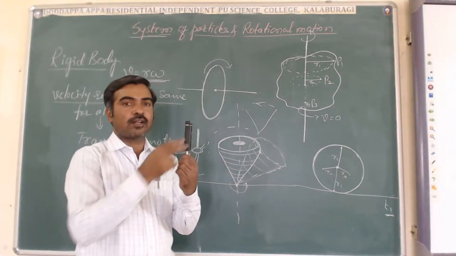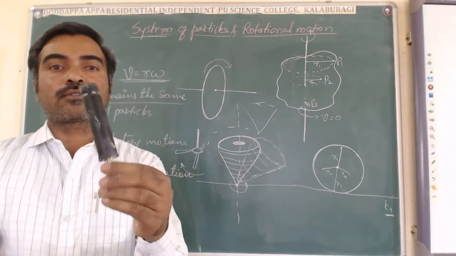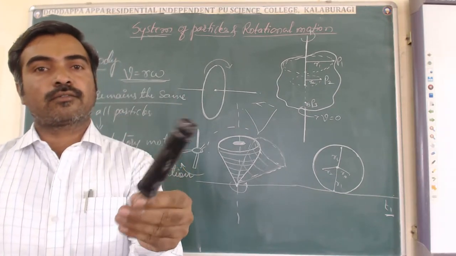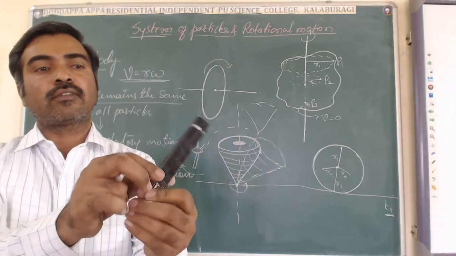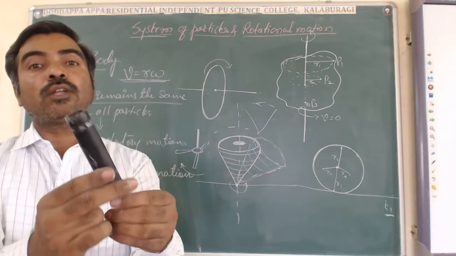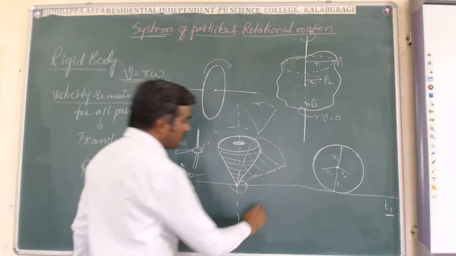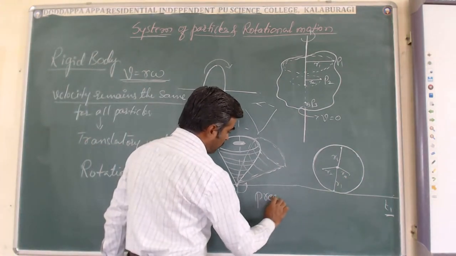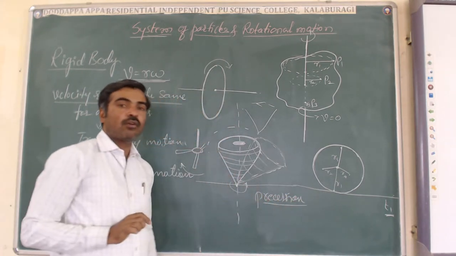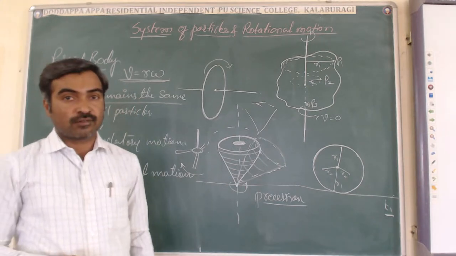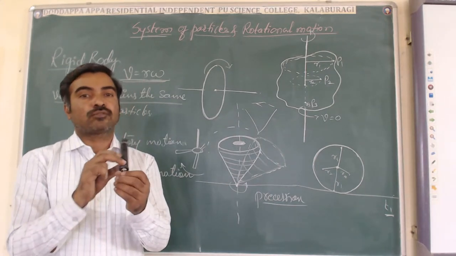Initially it was rotating like this, but now it can rotate like this, in this way, so that it is rotating around its own axis and as well as it is inclined to the axis of rotation. This rotation we call as precession. It means it has a spin motion and as well as a rotational motion.